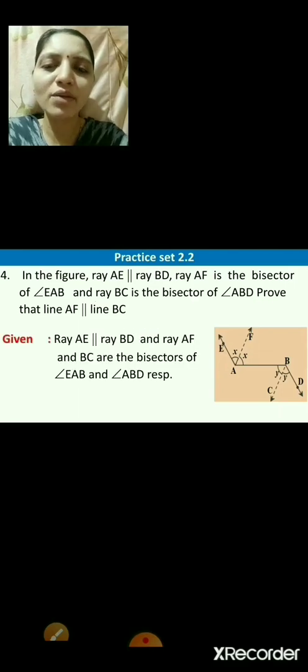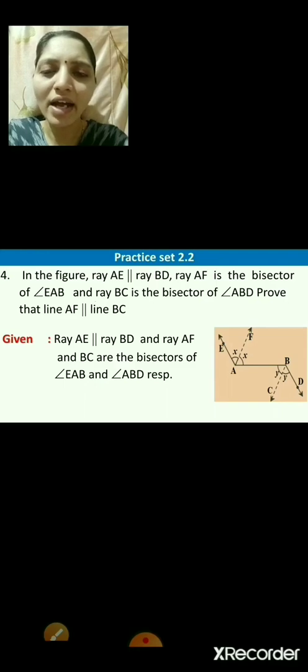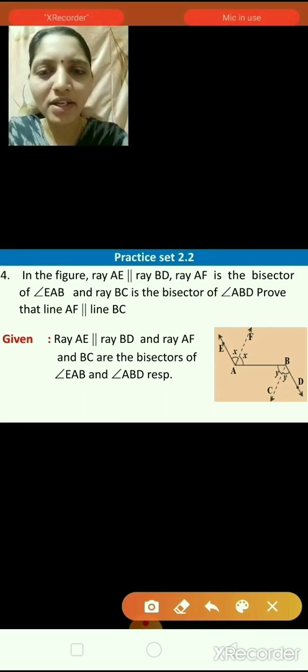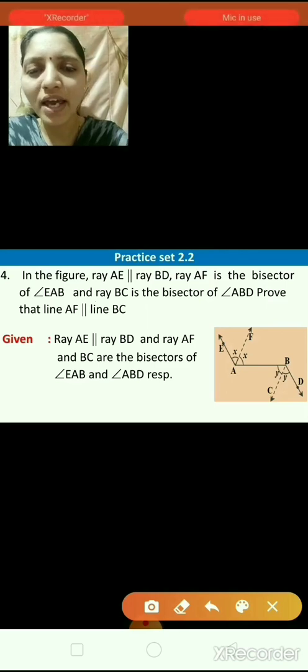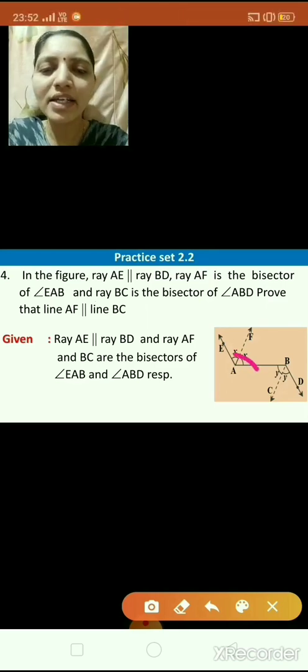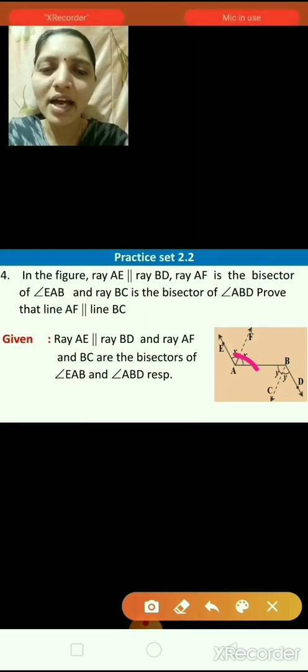Now let's start with the given part. Ray AE is parallel to ray BD and ray AF and BC are the bisector of angle EAB and angle ABD respectively. Now what is the meaning of bisector? Bisectors means they divide the angle into equal parts. So this ray AF divides this angle EAB into equal parts and ray BC divides angle ABD into equal parts. Now what you have to prove is line AF is parallel to line BC.